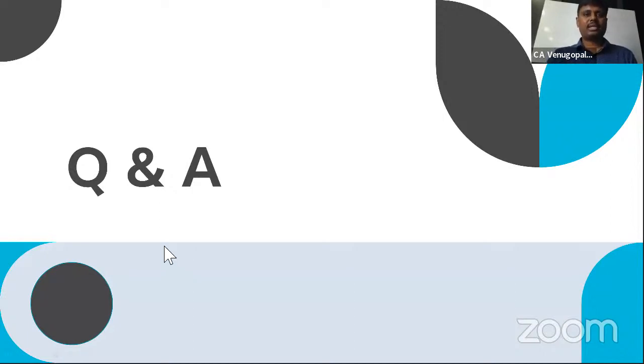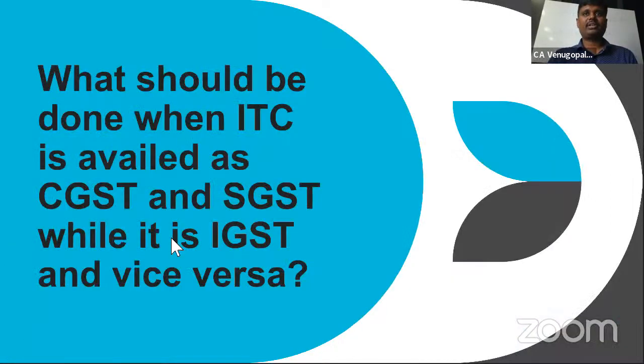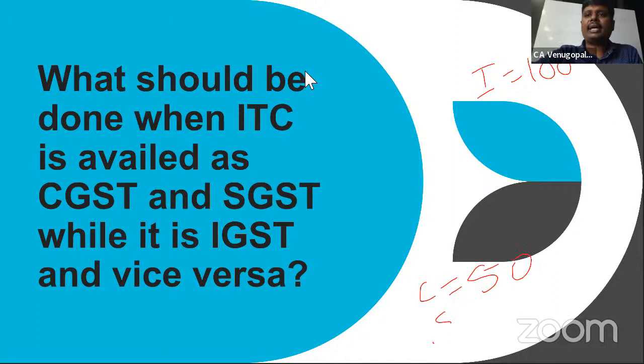All right. There are some other questions which I have listed and which have come up in various cases. Now, I have availed an input tax credit as CGST and SGST while it is IGST. Say I have only interstate purchases. I should ideally have reported my IGST as 100 rupees. Instead, I have reported CGST as 50 rupees and SGST also as 50 rupees. So technically I have availed input tax credit of 100.